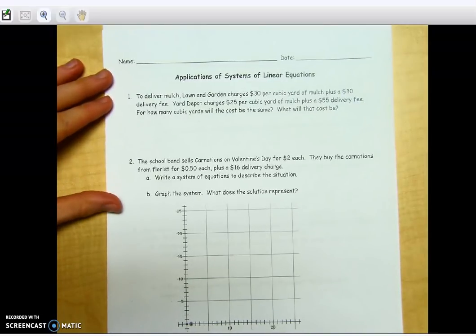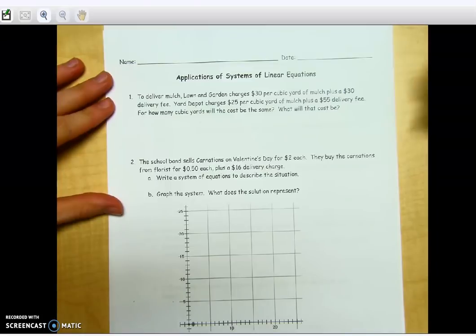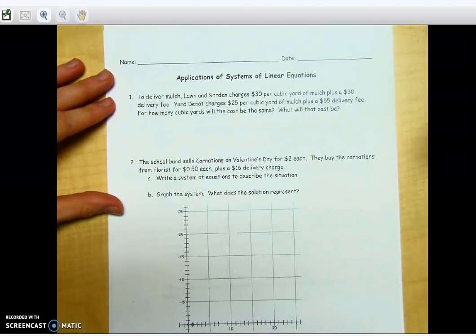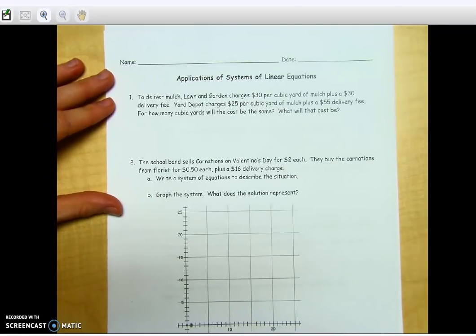Hi everyone. Today I am a student observing this morning, first through third hour, so I figured I would give you a few little tips and tricks on today's lesson about systems of linear equations.